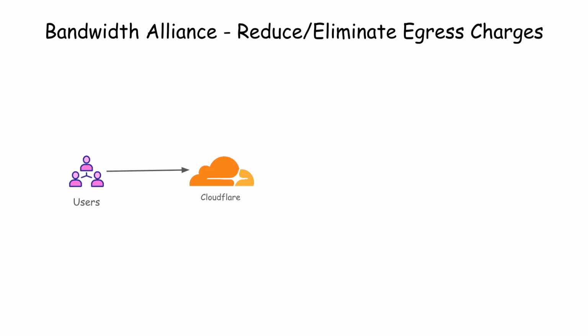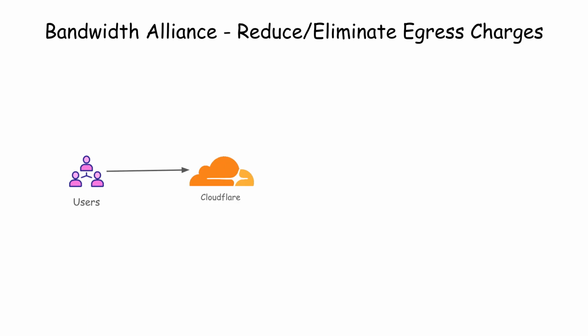Speaking of costs, there's one hidden expense that can be a major headache for any growing application: egress charges. This is the cost your cloud provider charges you just to send data out from their network to the internet. To address this, Cloudflare created the Bandwidth Alliance. This is a partnership program with a group of major cloud providers who have all agreed to reduce or even completely waive their data transfer fees for traffic going from their platform to Cloudflare.